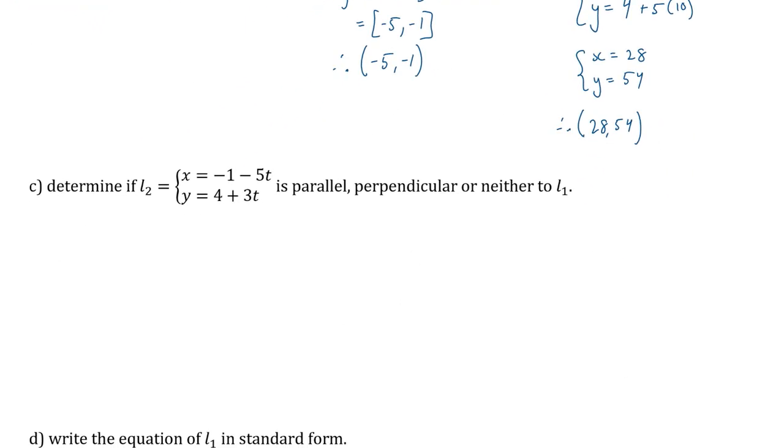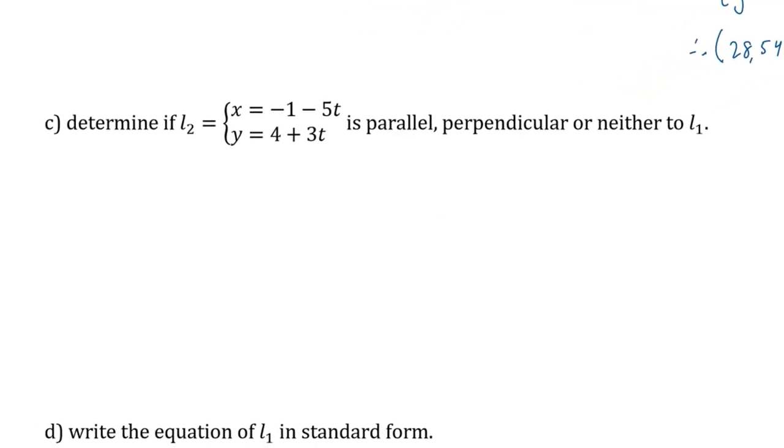Okay, we'll keep going. Determine if L2, which is given there, is parallel, perpendicular, or neither to L1. And again, this is just getting us thinking about these things, and getting us used to working with equations of lines written in these different notations and how we can get properties of these lines. The better we are at all these little things, the better off we're going to be, okay? So what tells us that two lines are parallel, perpendicular, or neither?